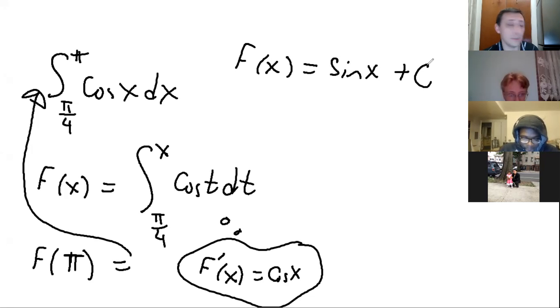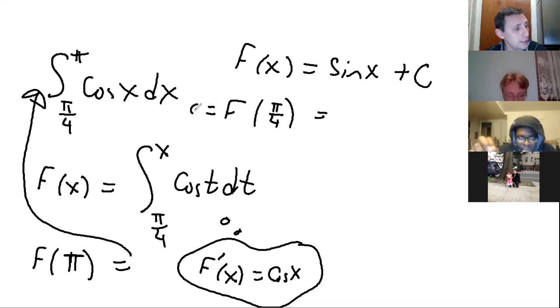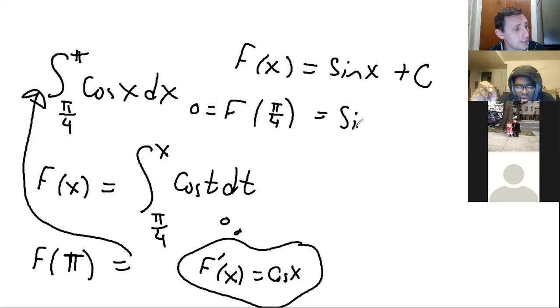I do not know what constant, yes? But look at it. This particular function is only easy to evaluate at pi over 4. So if I plug in pi over 4, I will get, on one hand, 0. On the other hand, I get sine pi over 4 plus c. Sine of pi over 4 is root 2 over 2, but I will just keep it as sine of pi over 4.